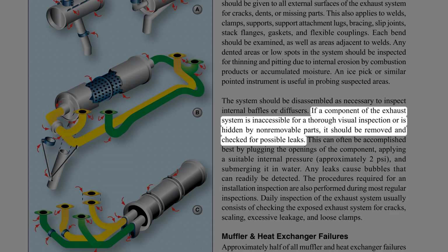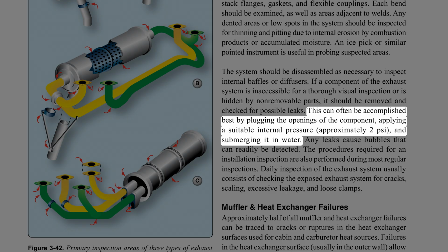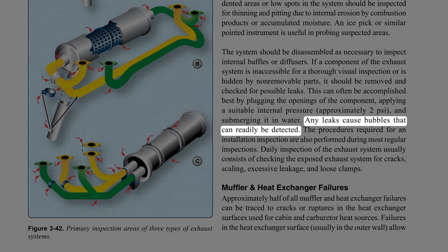If a component of the exhaust system is inaccessible for a thorough visual inspection or is hidden by non-removable parts, it should be removed and checked for possible leaks. This can often be accomplished best by plugging the openings of the component, applying a suitable internal pressure, approximately 2 psi, and submerging it in water. Any leaks cause bubbles that can readily be detected.